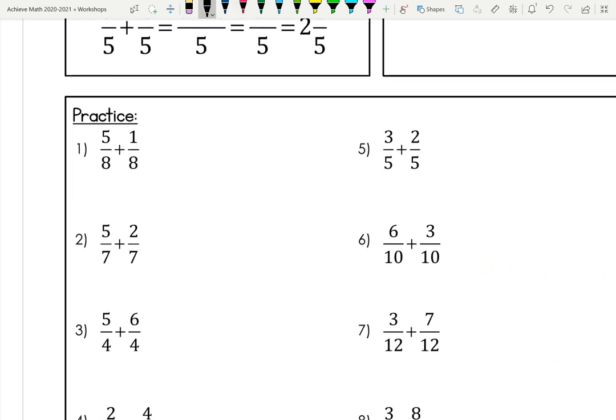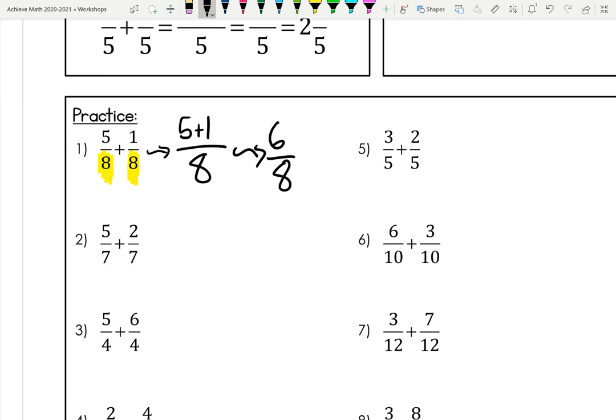You're going to look at the denominators. Are the denominators the same? And the answer is yes. Since they're the same, I'm just going to combine the numerators together. Essentially, this is what should be in your head. It should turn into a single fraction with the denominator of 8. And mentally, you're going to do 5 plus 1, and you're going to get 6/8.